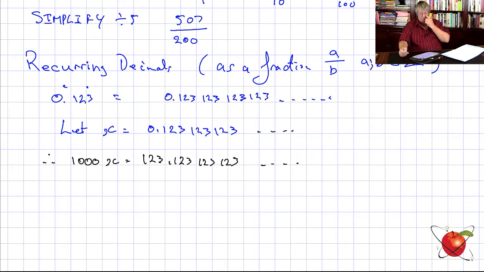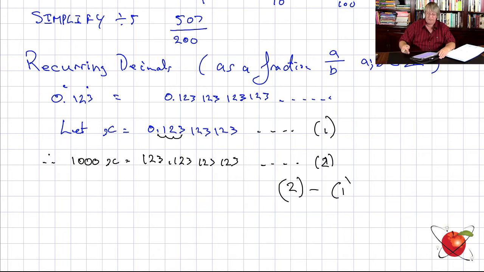Okay, like that. I have moved the decimal place 3 times. In other words, we've multiplied by 1,000. Then you subtract the smaller one from the larger one. In other words, if this was equation 2, that would be equation 1. We say equation 2 minus equation 1.